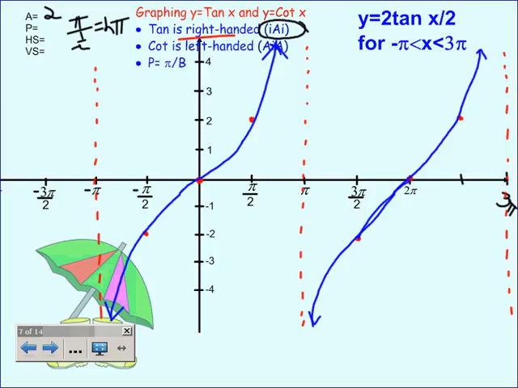So do you see what I mean when I say that tangent's right-handed? This right hand is raised, this left hand is lower.